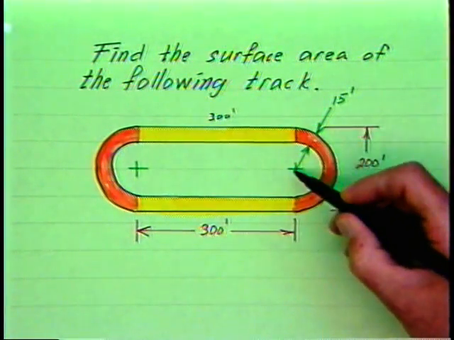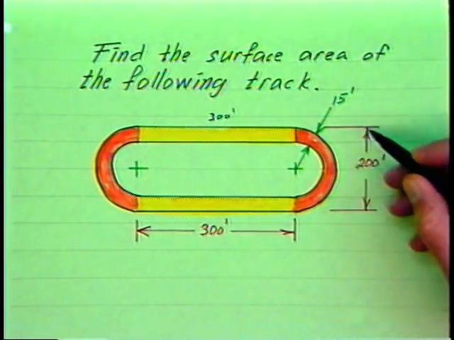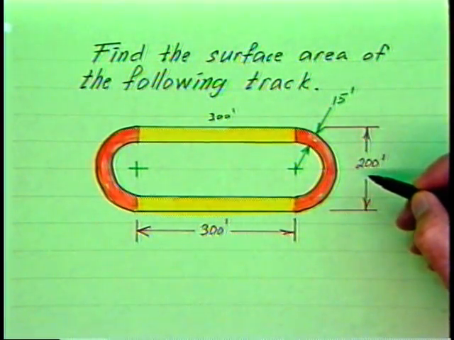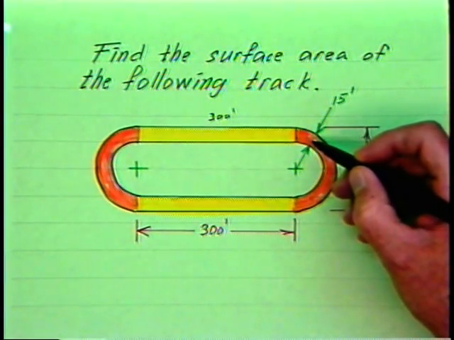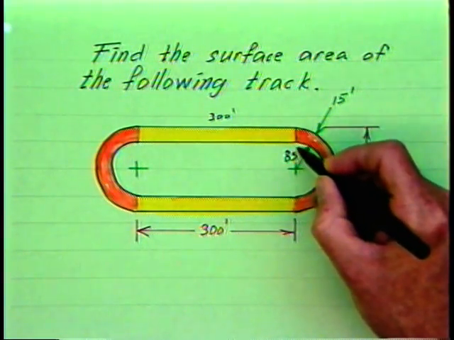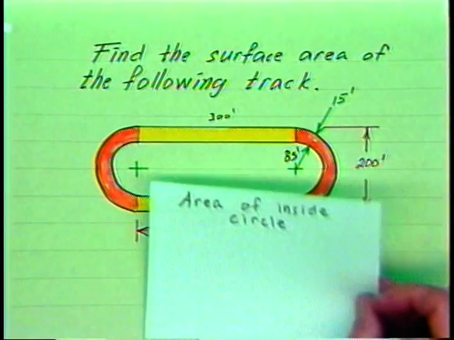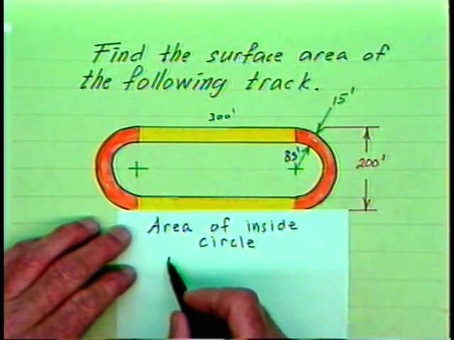That is this radius right here. Well, if the total distance is 100, which we determine by taking half of this, and the distance across this track is 15, then this distance will be 85 feet. So to find the area of that inside circle, again we have the formula.